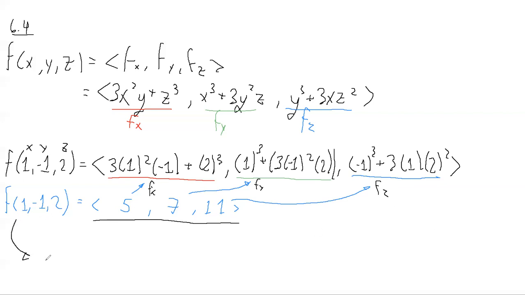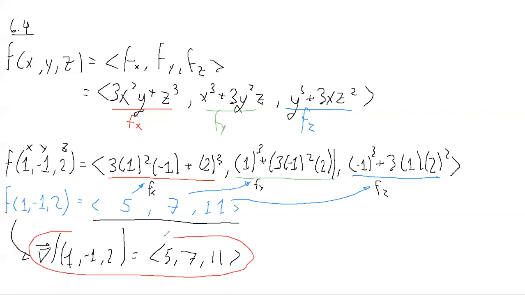But let me just quickly write it the way that the answer is answering. So your gradient vector, this means your gradient. Gradient vector (1, -1, 2) will equal (5, 7, 11). And that is the answer for 6.4. Let me do it in red. So this is your answer for 6.4. Like I said, it's pretty straightforward.